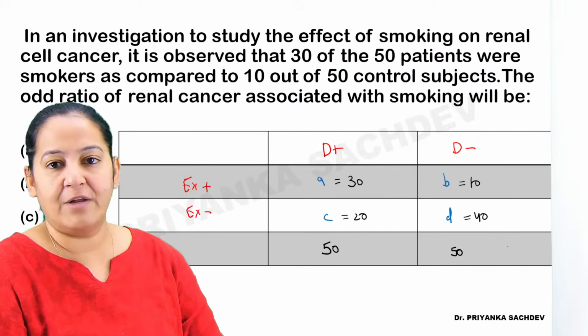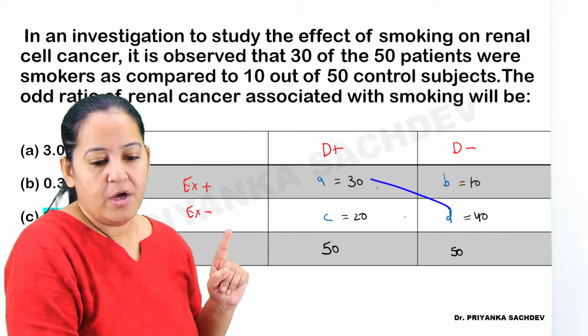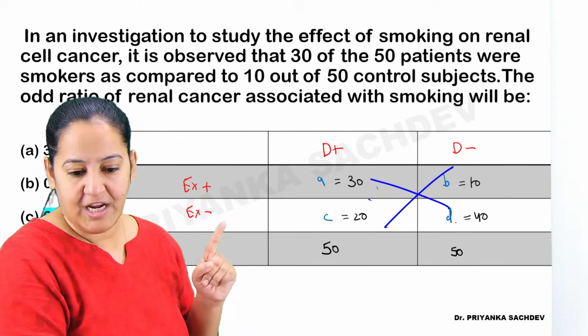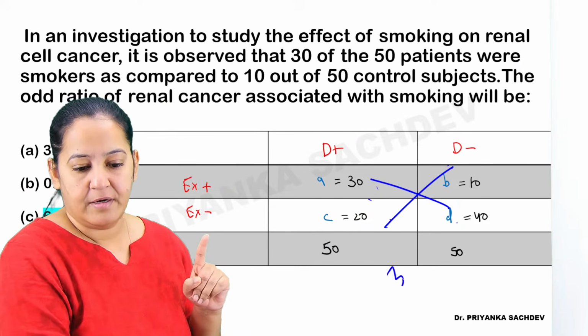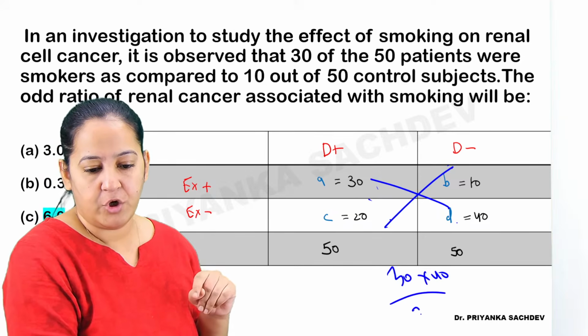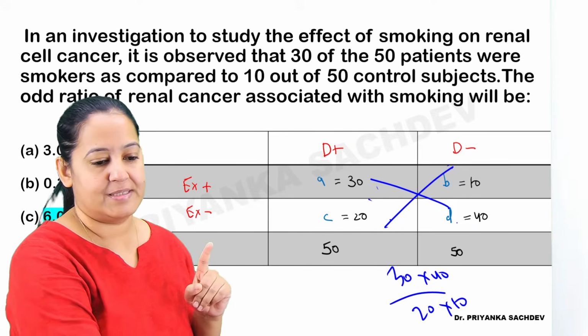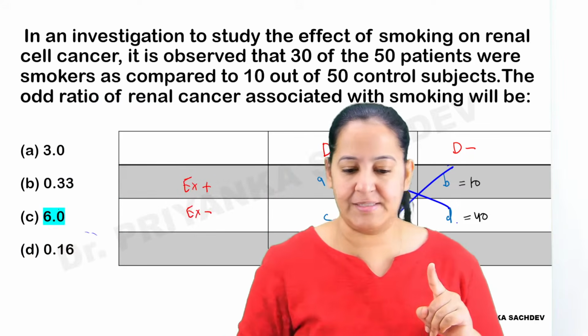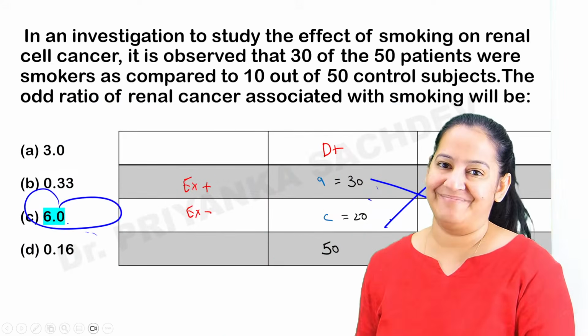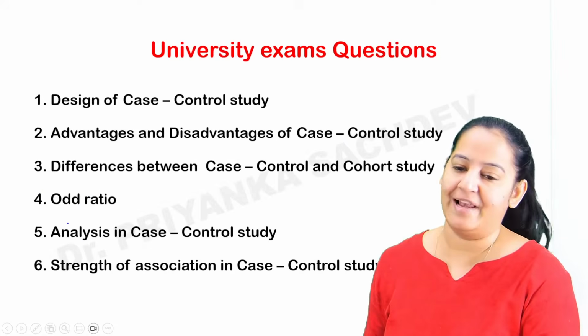So once you get the values of ABCD, it's very easy now. You can do the cross product. So it is 30 into 40 upon 20 into 10. You can do the calculations. If you do the calculations, the answer will be 6. It's in front of you. How many of you got it? So this is how we calculate the odds ratio.